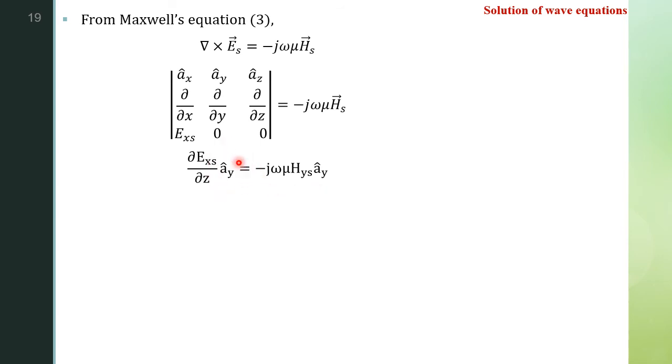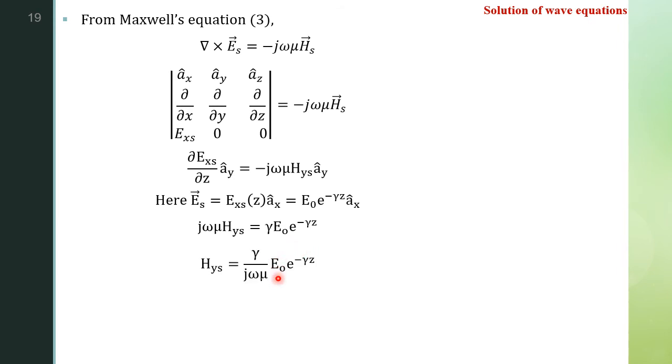Since it is a component along the y direction, we will take the magnetic field intensity component along y. We already know the value of Exs: it is E naught e raised to minus gamma z. On substituting Exs as E naught e raised to minus gamma z, we take the derivative with respect to z. So the term j omega mu Hys reduces to minus gamma into E naught e raised to minus gamma z, that is, gamma E naught e raised to minus gamma z. So Hys is gamma by j omega mu E naught e raised to minus gamma z.